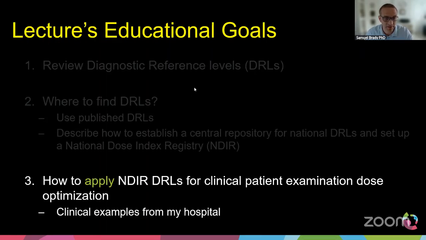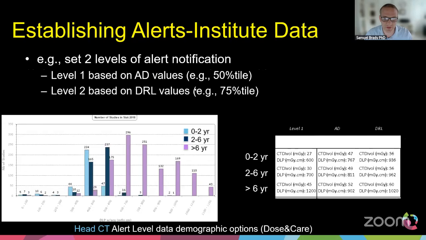So we've talked about these 3 steps. I've pretty much given you a lot of examples throughout, but this is one example I shared just a couple slides ago with our head CT data. So we established on the national level, they gave us 3 DRLs based on 0 to 2, 2 to 6, and over 6 years old. And we set up 2 notification levels in our quality control procedure. One is the achievable dose, that's level 1. And so all procedures that exceed the 50th percentile will get an email saying, hey, this head CT was a little higher than the 50th percentile. And then level 2 is if it exceeds the 75th percentile or the DRL, then we also have that.